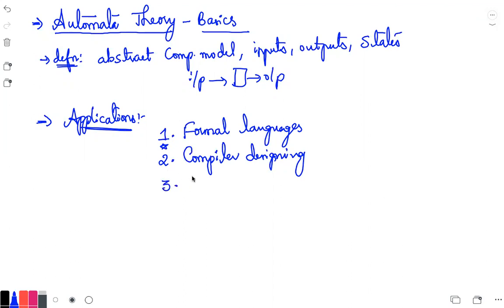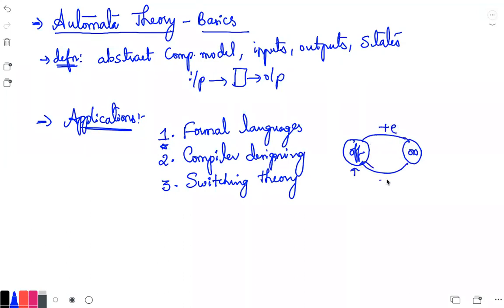Next, it plays a key role in switching theory in electronics. In the previous session, I explained this on-off switch, right? It's a basic switch. Initially, it is in the off state. If electricity is given, it reaches the on state. If the same electricity is removed, it again comes back to the off state. So this very basic methodology is also used in the switching theory, which is in electronics.